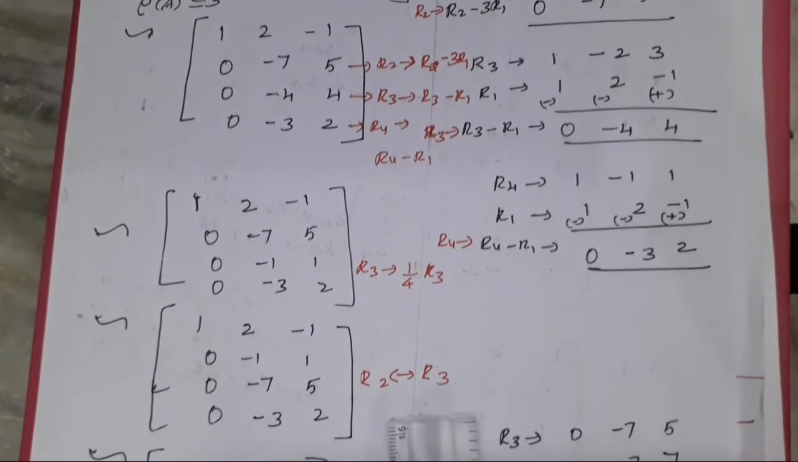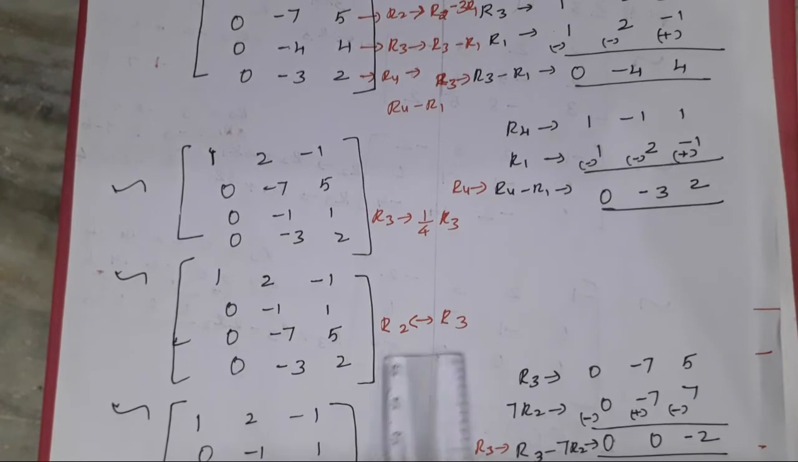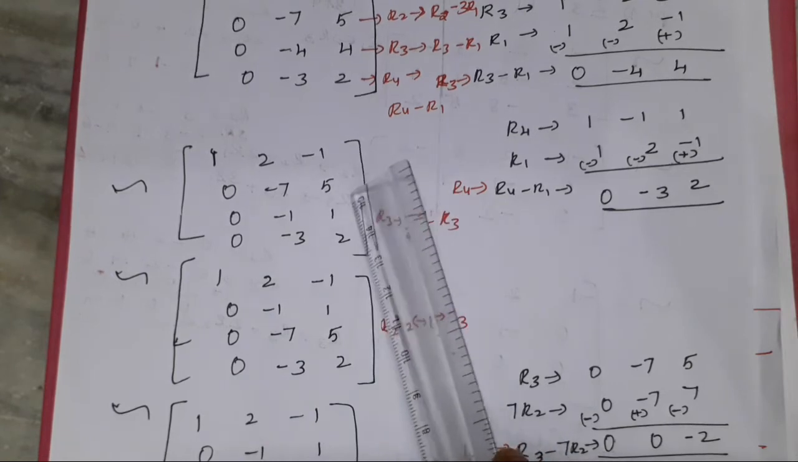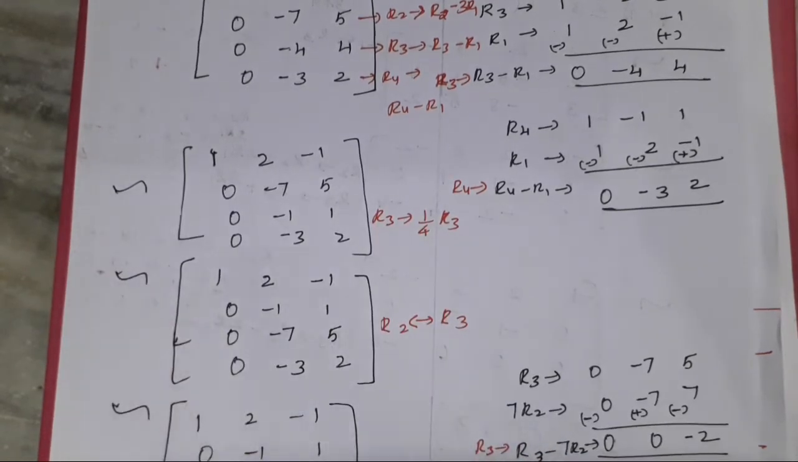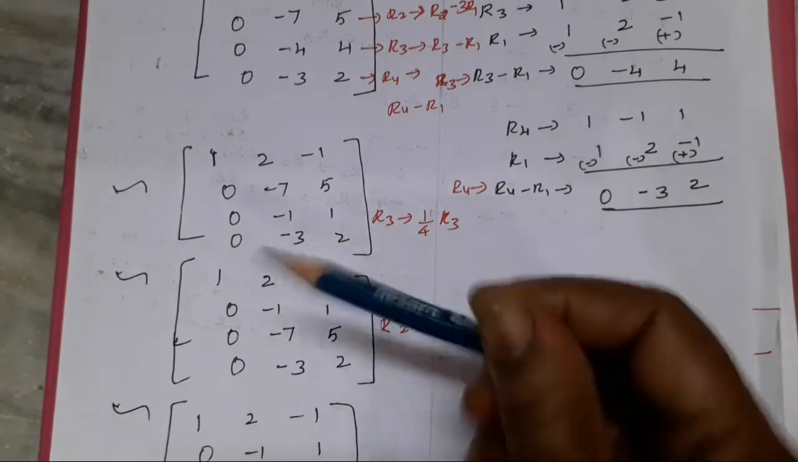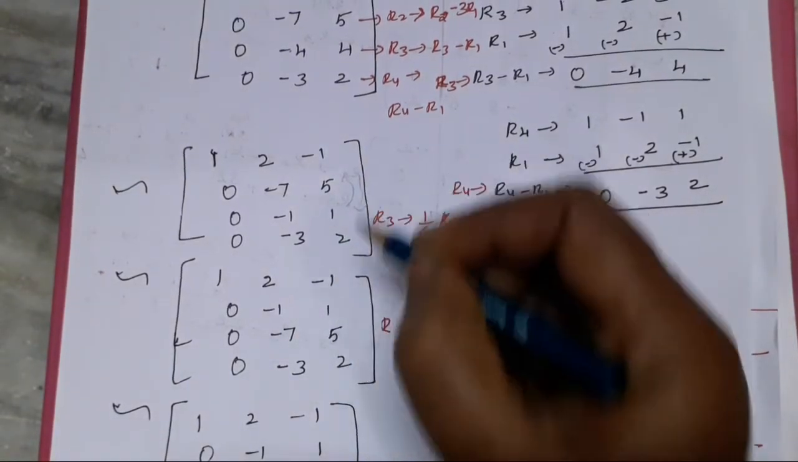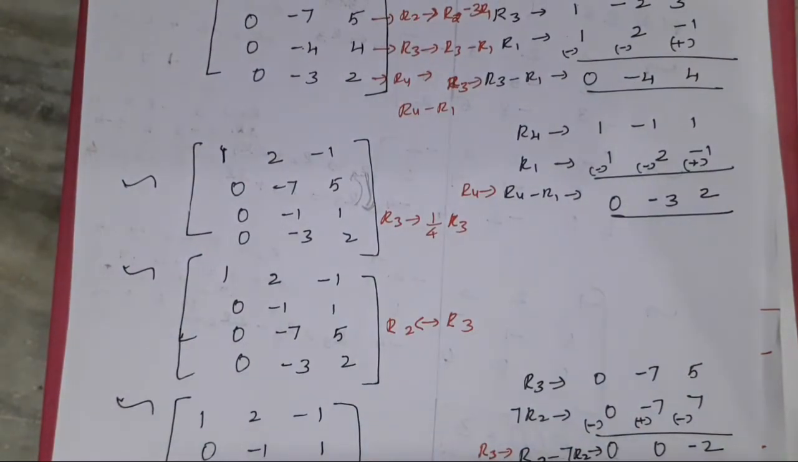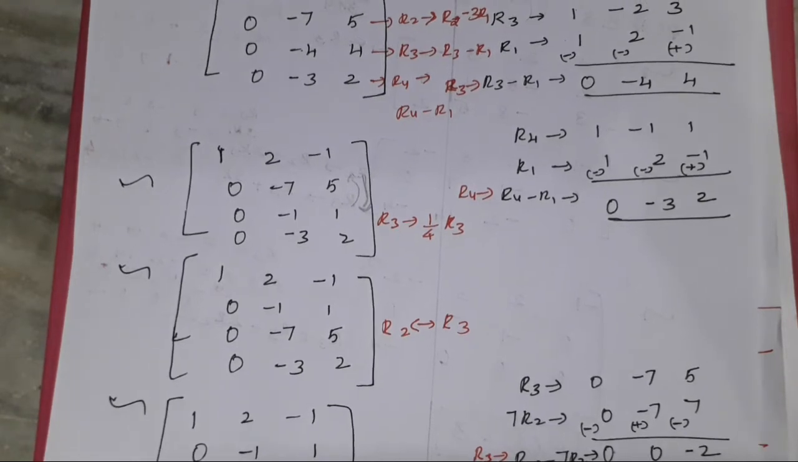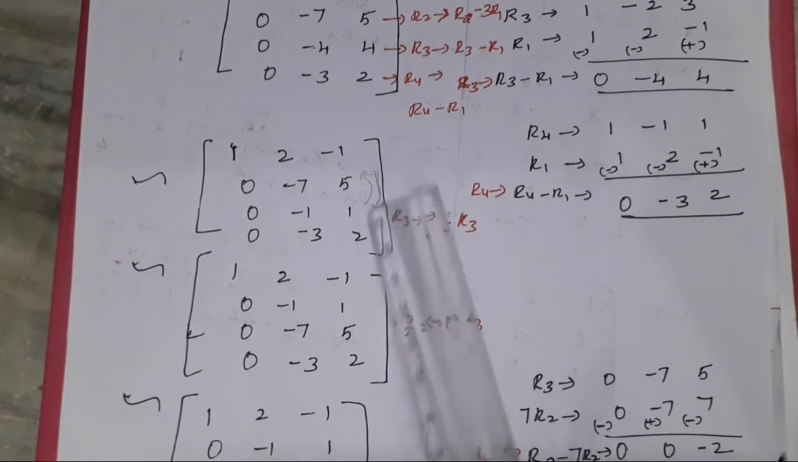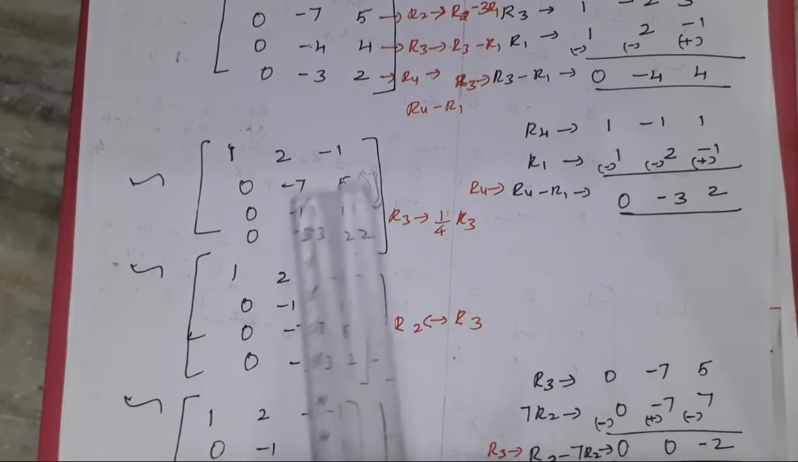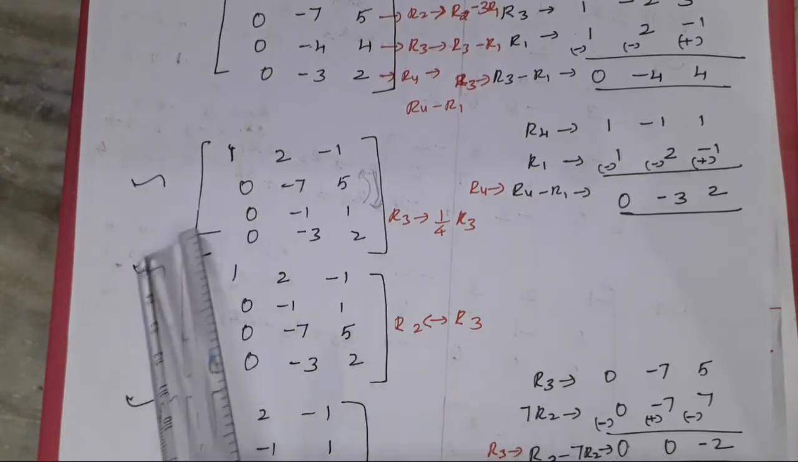Next, see the next one. We are going to interchange. R2 goes to R3. Interchange. The R2 place goes to R3. This is R2. This is R3. Just interchange the place. Now listen here. R2 interchange R3: the second row comes to the third row, and the third row goes to the second row. This is an interchange. So listen, see the step. This is always equivalent to.